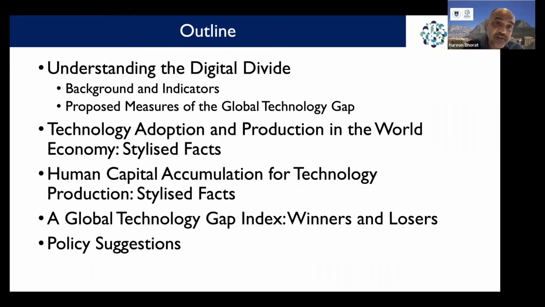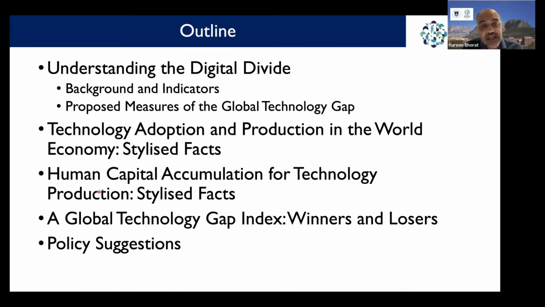So I'm going to take you through why I think we need to be a bit more value added in our understanding of the digital divide, and therefore I'm going to propose a new measure. And that's what I do in this presentation, what I call the global technology gap. But in order to do that and present that new measure, I actually need tools. I need sub-indicators. And I take you through this idea, and it'll come up continuously, this idea of technology adoption and technology production. I'm going to give you some data on technology adoption, and I'll take you through that, and technology production in the world economy.